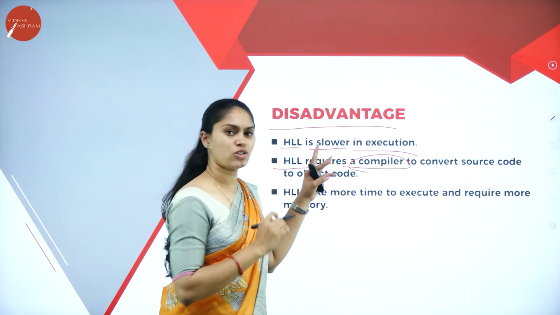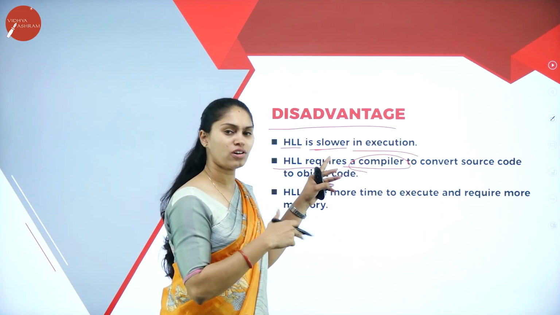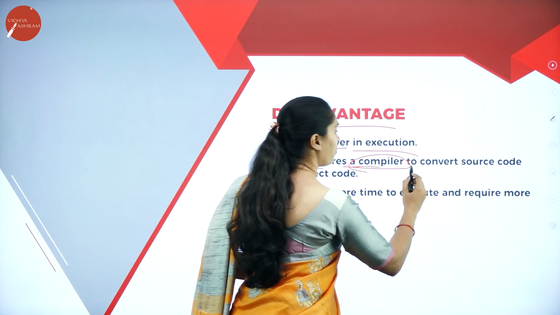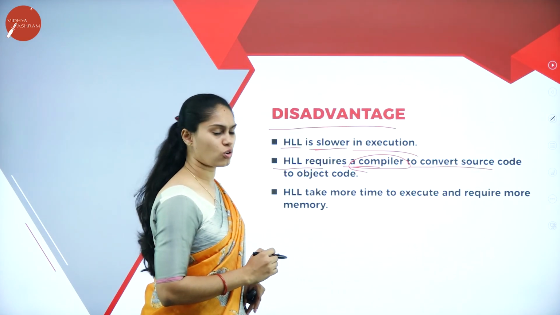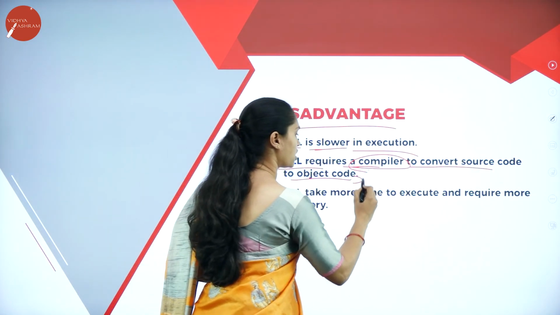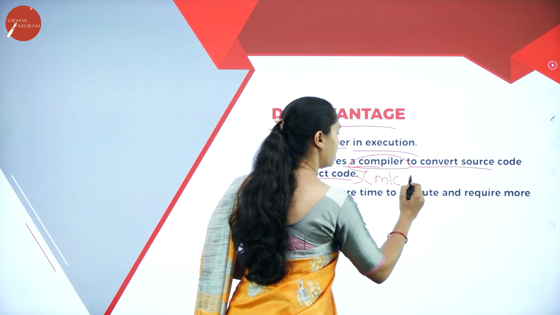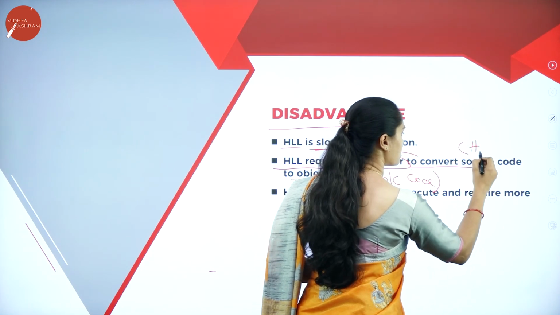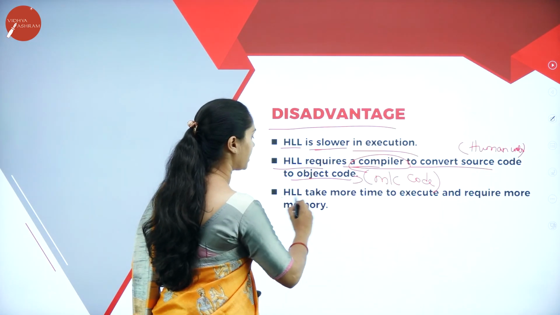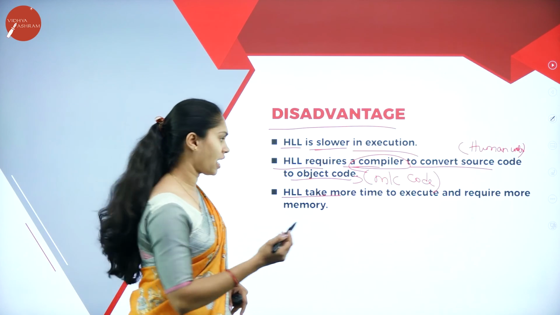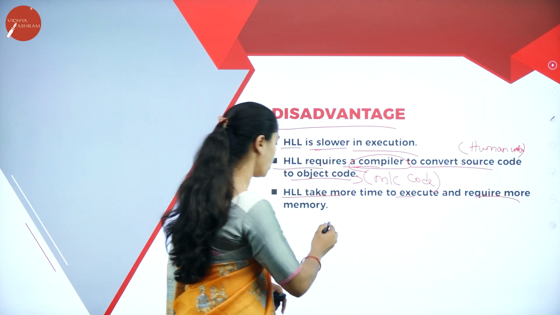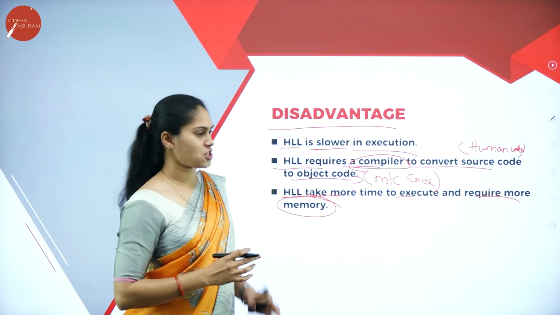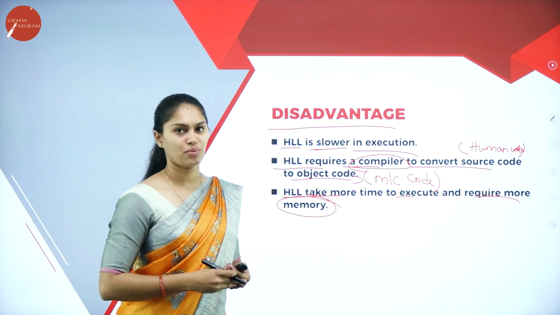So in order to make the computer understand the code of this higher level language, we need a conversion. For that conversion we require a compiler that will convert source code into object code. Object code is nothing but machine level code or machine code. Source code is nothing but human understandable code. And this higher level language takes more time to execute and requires more memory space. So these are the disadvantages of having this higher level programming language.